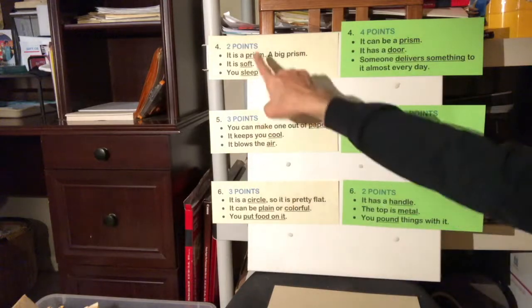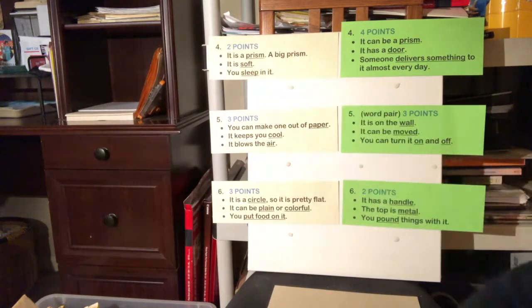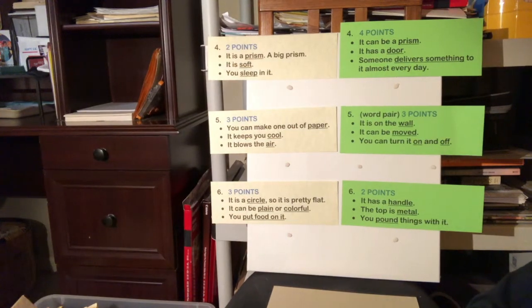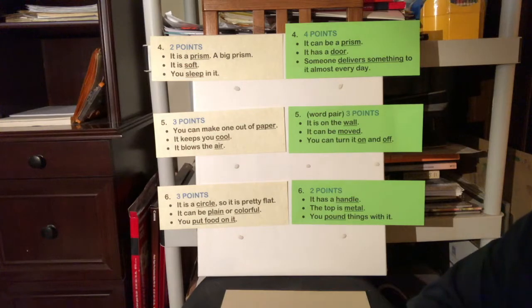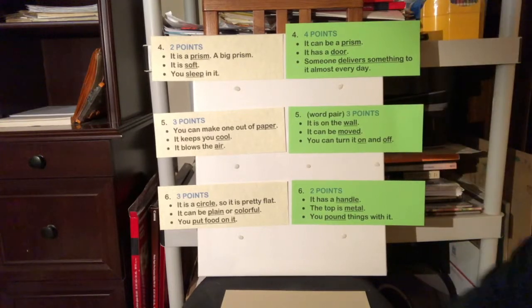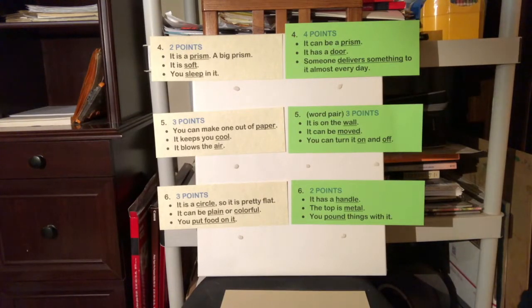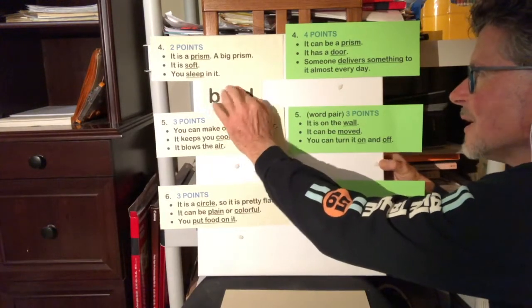Clue number 4 for the kindergartners is worth 2 points. It is a prism, a big prism. It is soft. You sleep in it. What's shaped like a big prism that's very soft and you can sleep in it? I know you're thinking of this word right here.